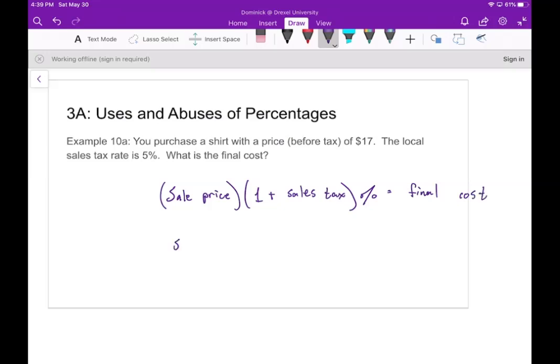Right, so here the sale price is $17. The sales tax is 5%, so this is 1 plus 0.05 or 1.05, right? And then that will give us the final cost. So then if we do 17 times 1.05, I think we should get 17.85, but let's just double check. Yep, so we get 17.85, right? So that would be increasing the sale price by 5%. So we want to do 1 plus 5%, which will ultimately end up being 1.05.